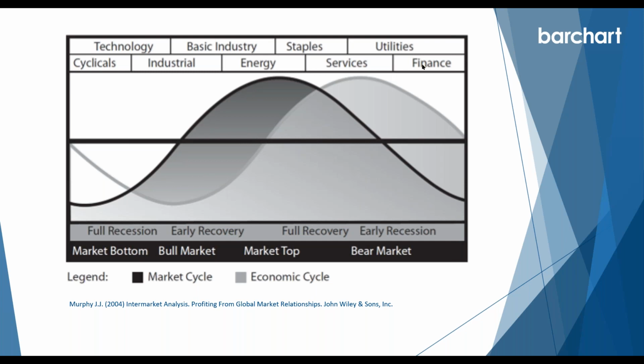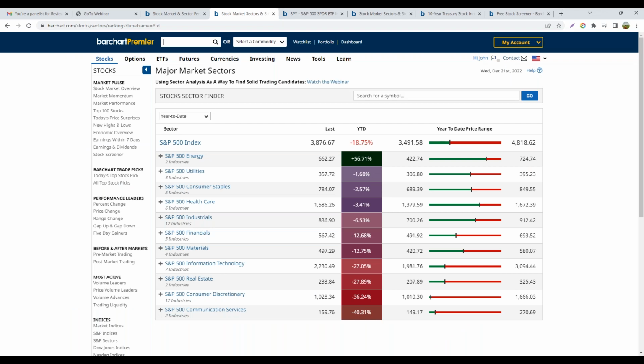So let's go back to our market performance. Here's the year-to-date of the major market sectors of the S&P, and we can see here that the S&P energy sector, this is not anything you shouldn't be aware of, right? The energy sector has been the best sector this year. So according to Murphy's chart, what we know now is that the energy sector is telling us that we were at a market top, or we were at the full recovery of a market. And now what is happening?